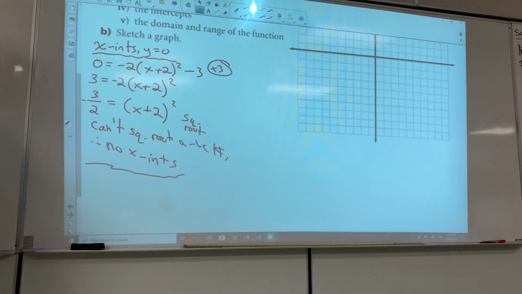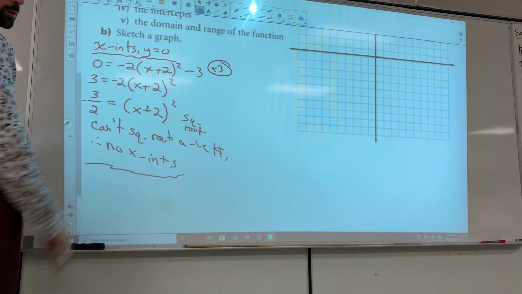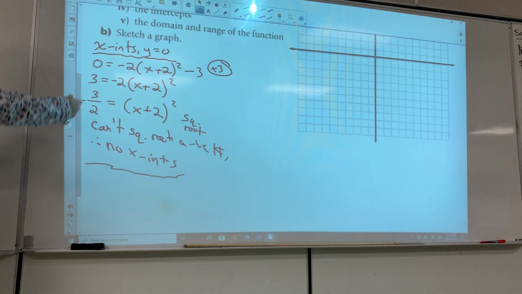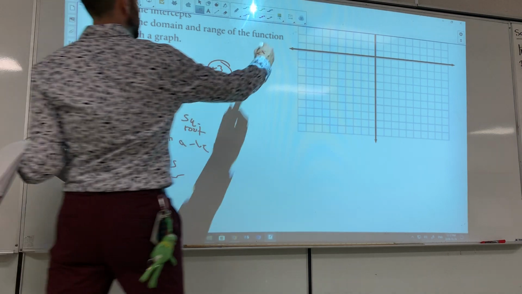I guarantee you that'll happen to you on the assessment. So expect a question where there's no x-intercepts. Don't get confused and call me over and ask why, what's going on? Because I can't tell you those kinds of things on the test.